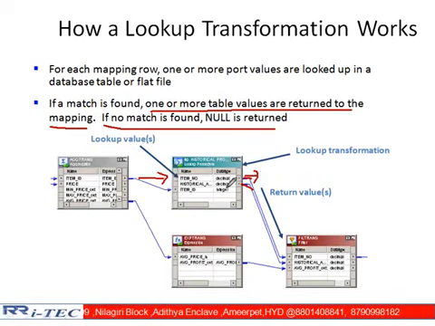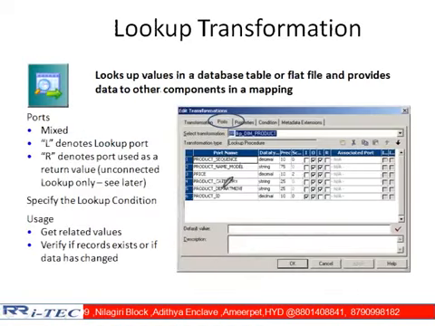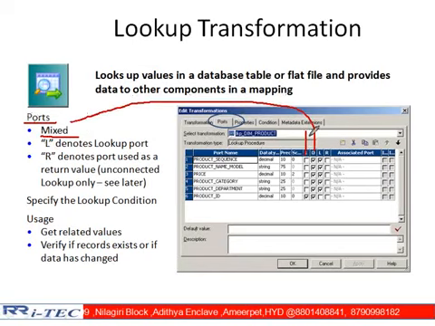Now let us move on to the second point. Lookup transformation looks up values in a database table or flat file and provides data to other components in a mapping. So the ports available are, one is called I/O, which stands for input and output; these two are commonly called combined. Now L denotes lookup port. From where are we going to look up the value? All these columns come from the lookup table. That's what L stands for.